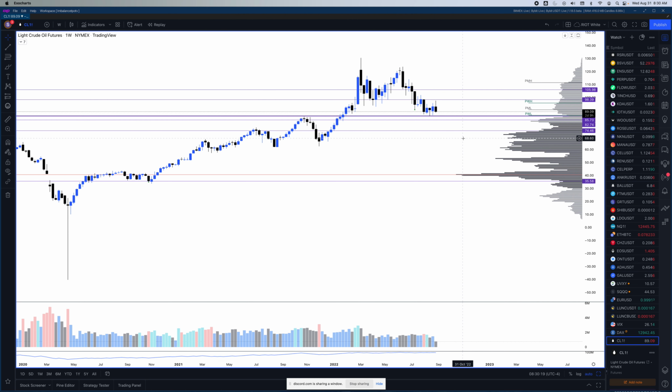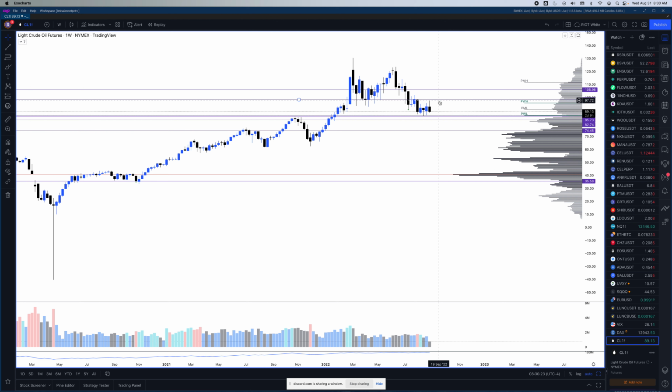So on the weekly, essentially what I'm looking at here is we either break above this level, and the target would be 105, and then this high, the 123.